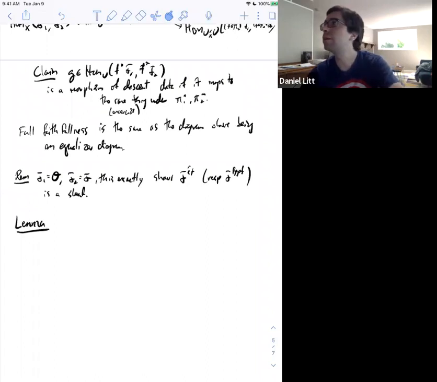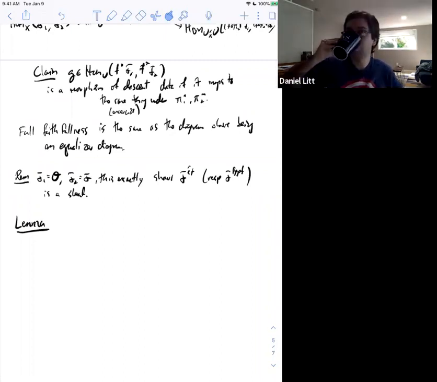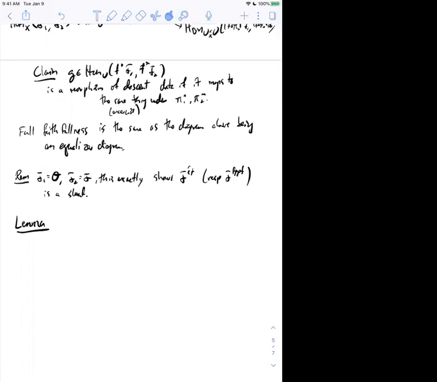All right, let's take a 1-minute break, and then I'll state the lemma. So how are y'all doing? There's lots of notation. Yeah, it's a lot of notation.